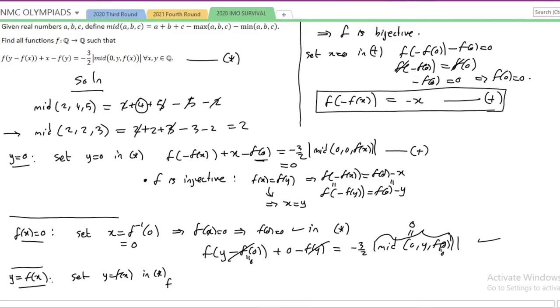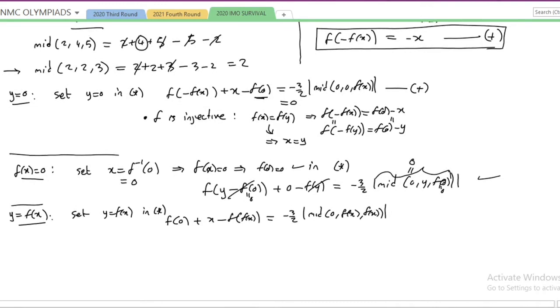So that means we just get f of 0 plus x minus f of x is equal to minus 3 over 2 mid of 0 is now f of x and f of x. Alright, so this is just 0, this is x, f of x, and this is minus 3 over 2 f of x.